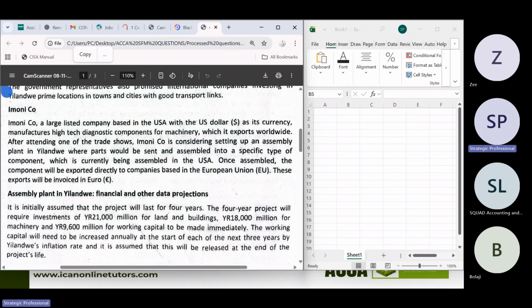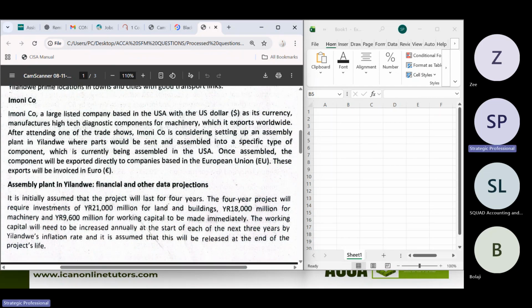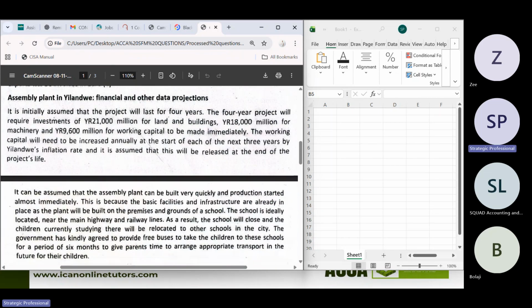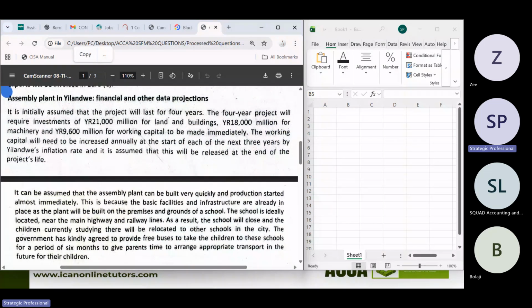Note that once assembled, the components will be exported directly to companies based in the EU. This export will be invoiced in euro. Now we move to the assembly plant conversation. It is initially assumed that the project will last for 4 years. So what am I doing? 4 years. As a smart guy, I will just move straight.